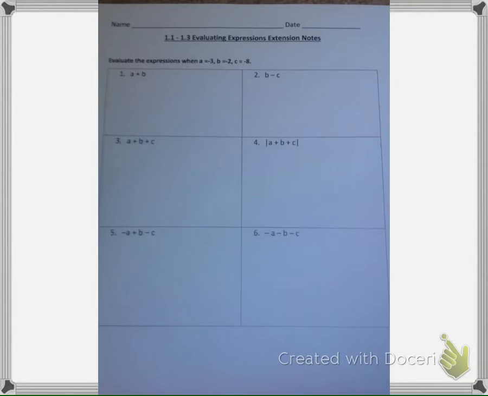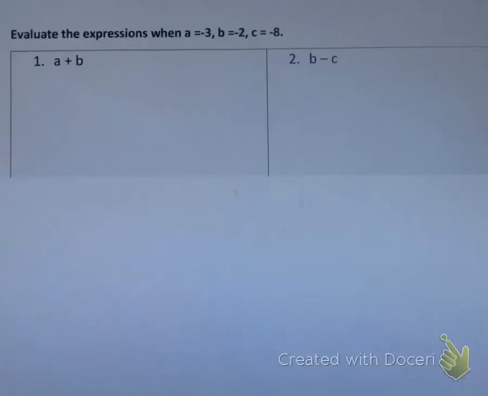So the first thing that you're going to do on number 1 is you're going to plug in the values first. The value of A is -3. And then I'm going to bring down that plus sign. And the value of B is -2. So I have -3 plus -2.